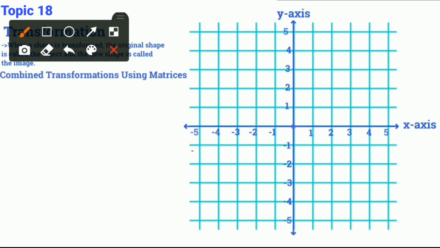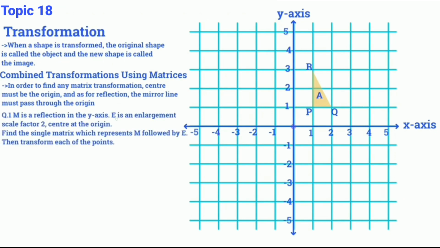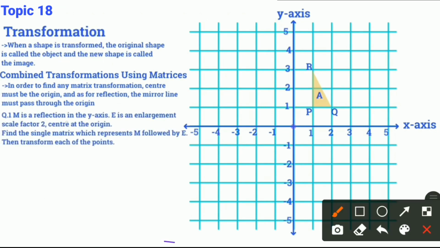Combine transformation using matrices. This is a little bit challenging. In order to find any matrix transformation, the center must be the origin, and as for reflection, the mirror line must pass through the origin. Question: M is a reflection in the y-axis. E is an enlargement scale factor 2 center at the origin. Find the single matrix which represents M followed by E.